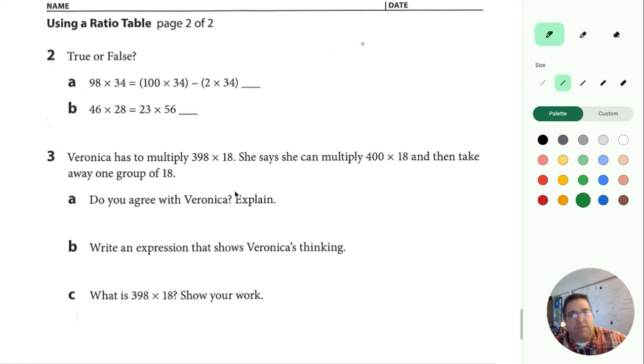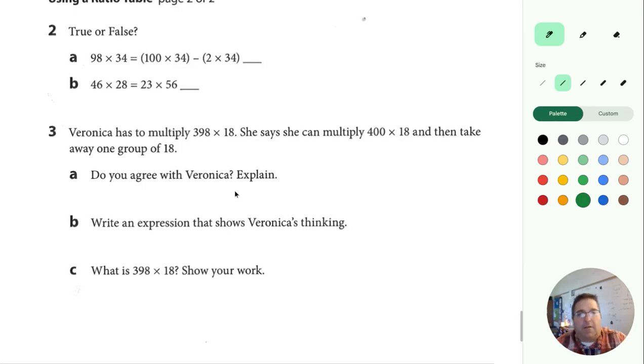All right, true or false? I want you guys to explain your answers on this. I'll tell you the answers. This one, it turns out they're both true. But I need you to explain. Explain your answers. How do you know it's true or false, right? Well, let's see, 98 times 34. 98 is pretty close to 100, right? So I can do the over strategy, go 100 groups of 34, and then just take away those two groups that I went over, okay?